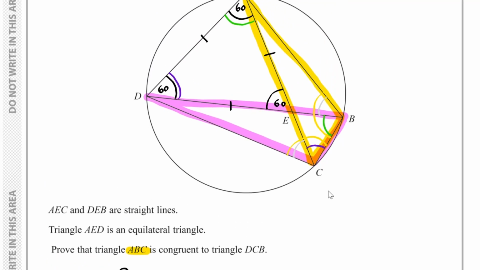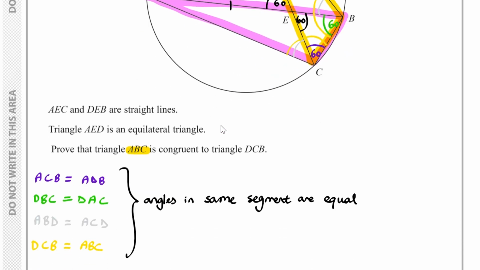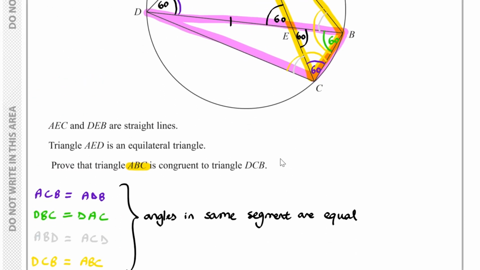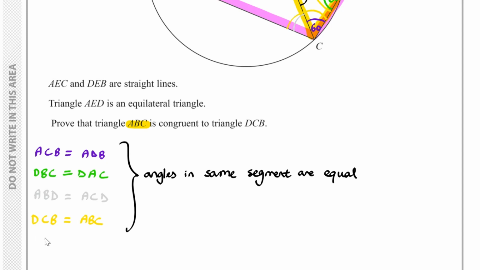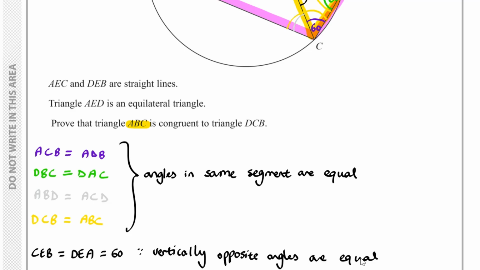So what this means then is this angle over here in green is equal to 60 degrees. This angle here is also equal to 60 degrees. And because angles in a triangle add up to 180, this angle over here is also 60 degrees. But there's another reason this is 60, because we have vertically opposite angles. So that angle, which is CEB, is equal to DEA, which is equal to 60. Vertically opposite angles are equal.